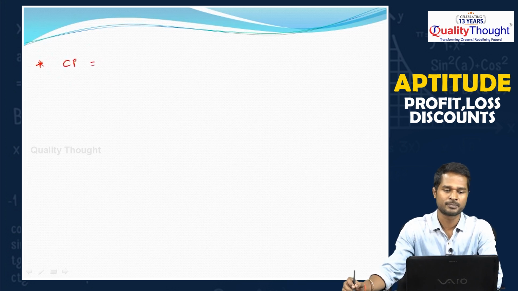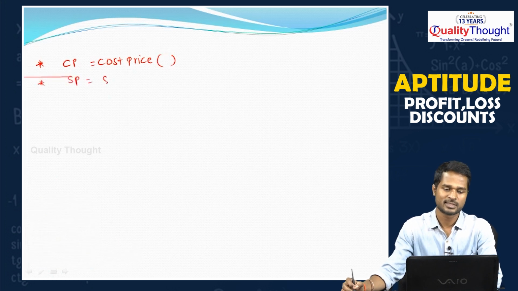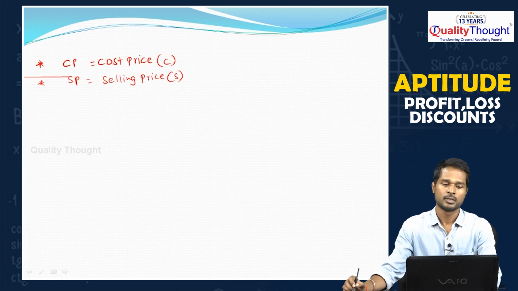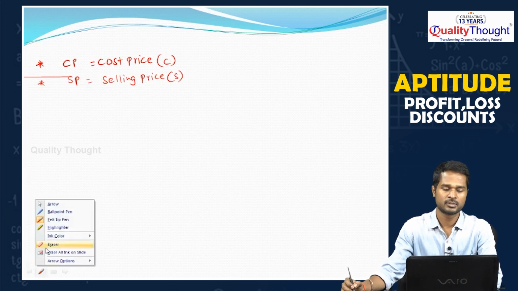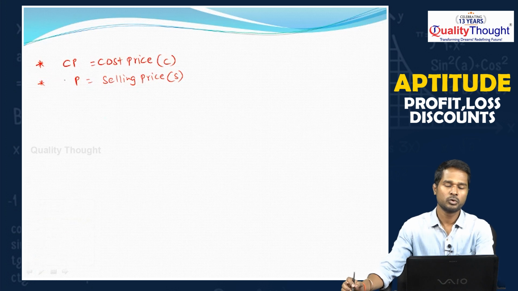The first one is cost price, which we denote with CP, and we will also denote it with the letter C. The next one is selling price, which we denote with SP or S. So, cost price and selling price, we have these two terminologies. In doing the calculations, we will use these two terminologies.